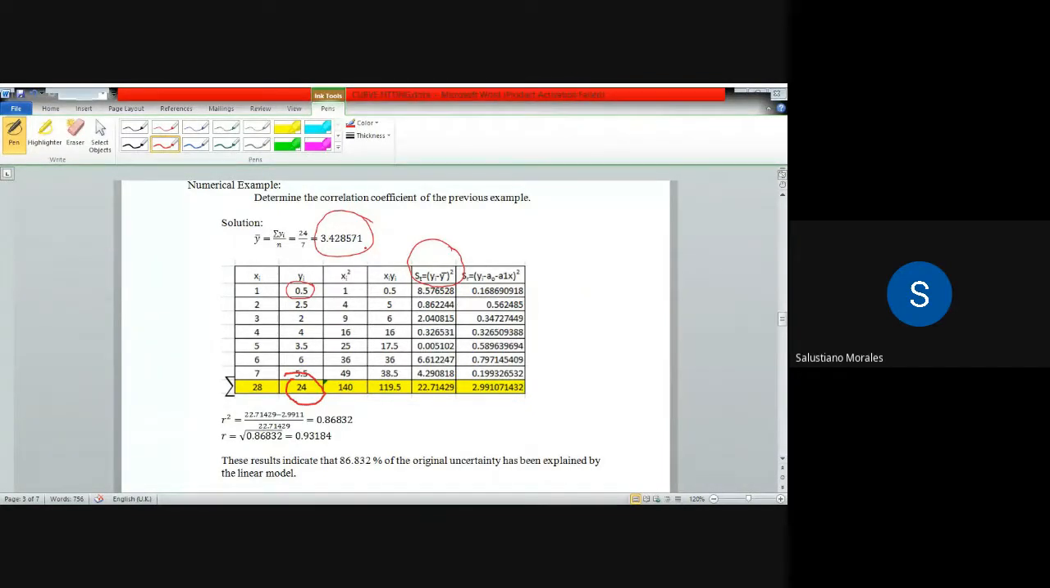And after computing all of these values, we add all of them to arrive at 22.71429. So this is our ST in the formula. Then for the sum of the squares of the residuals, this is the formula: y sub i minus a0 minus a1 x.